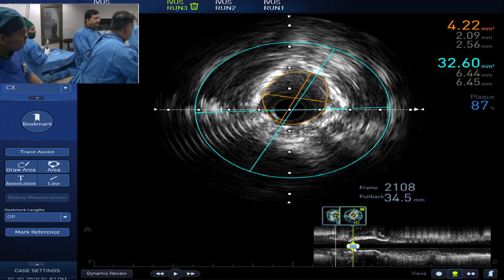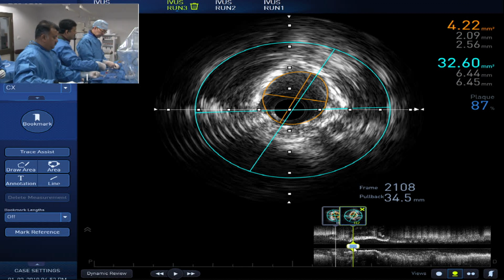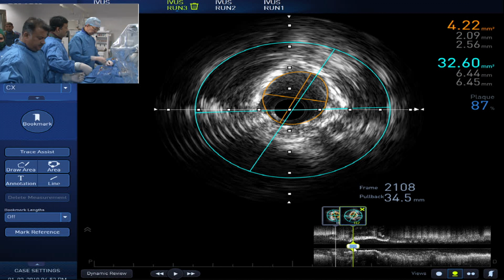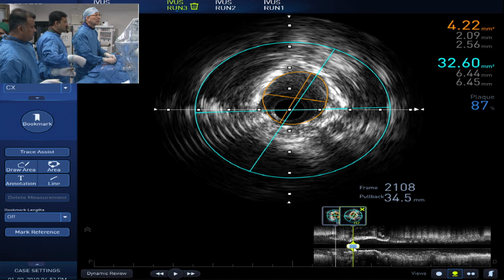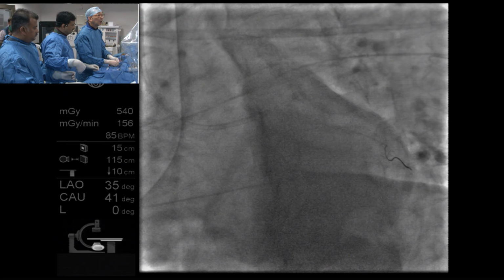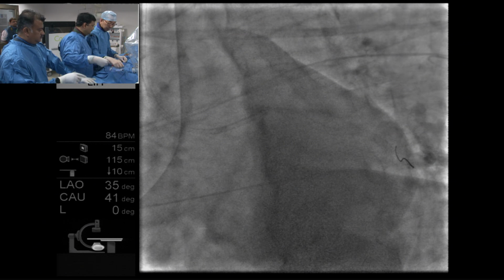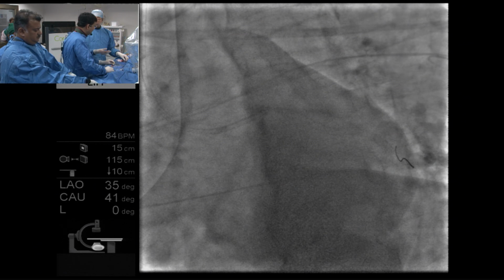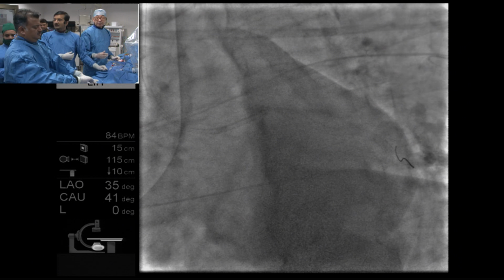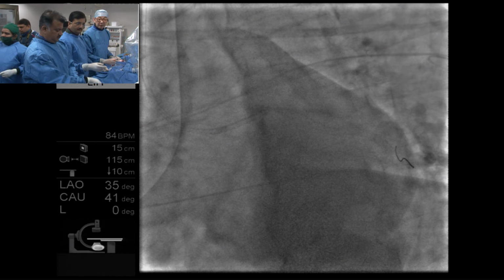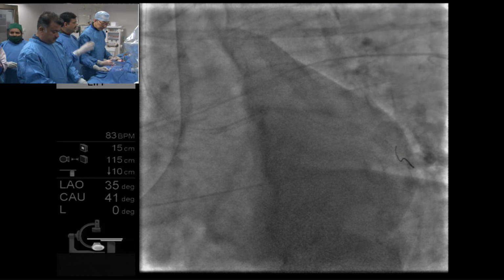I think you definitely do need to post-dilate here. The MLA is suboptimal, and I think it will expand. I agree that there is calcification, but it's not completely 360 degrees. So I think you'll get good expansion, good results with a high-pressure balloon. Yeah, 3.25, they are bringing it. So we prepare the guiding catheter for the next vessel. Okay, ready?